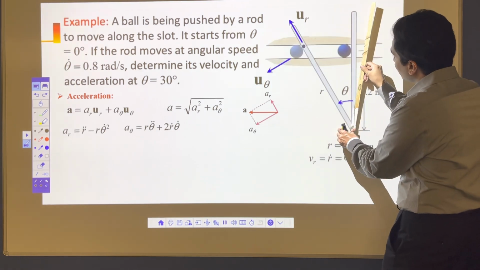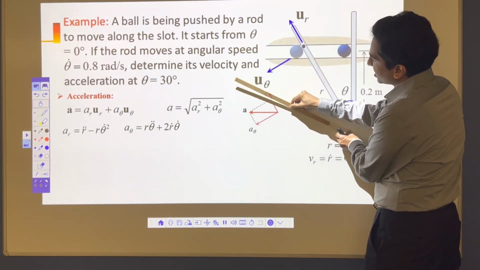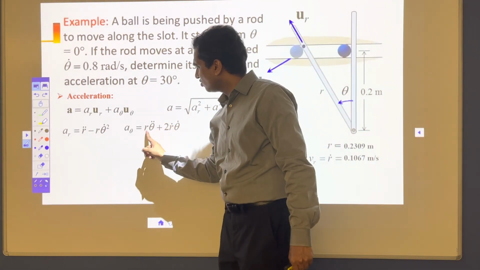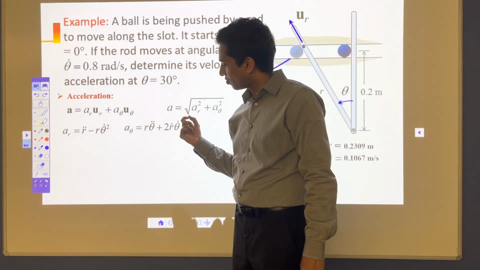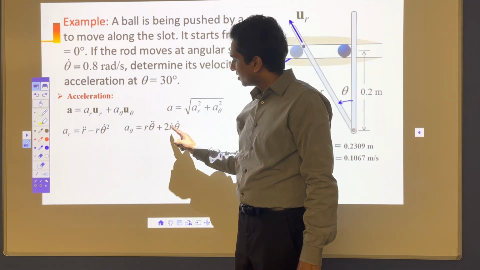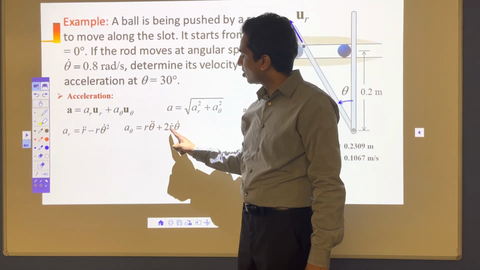This is rotating with constant angular velocity. And if that's the case, angular acceleration is 0. It means theta double dot is going to be 0. So if it is 0, all I have to do is calculate only this value, 2 r dot theta dot.